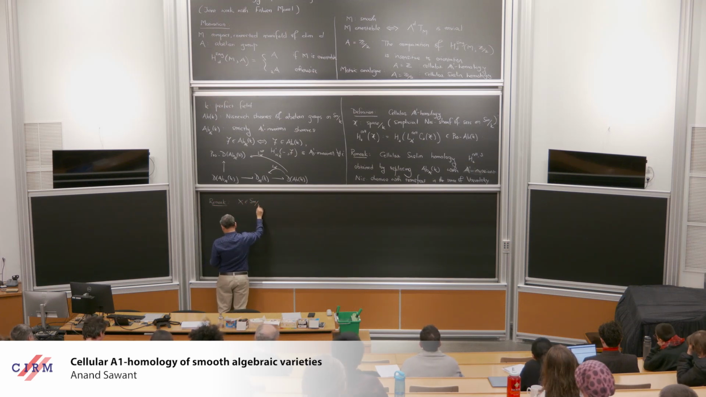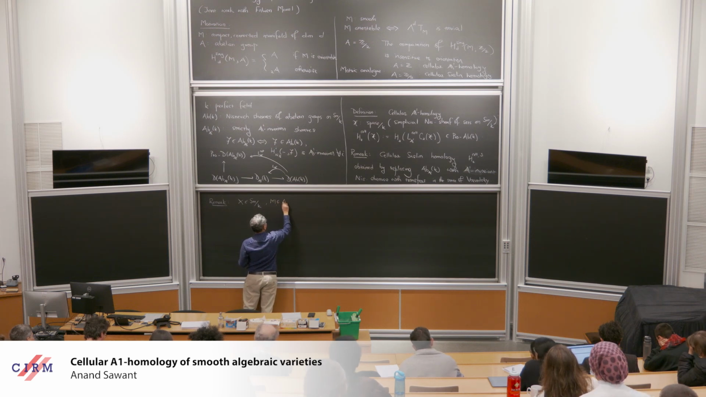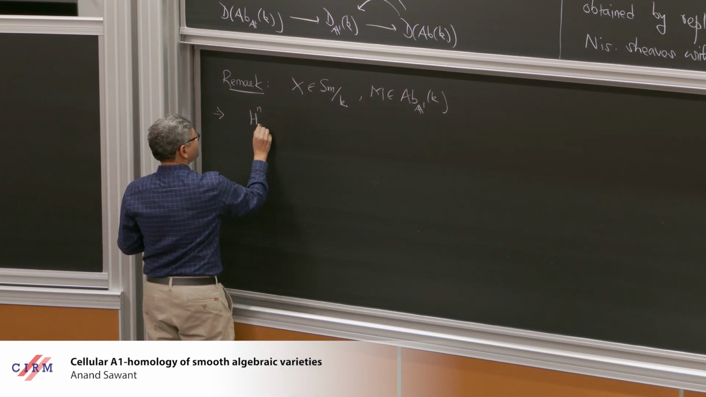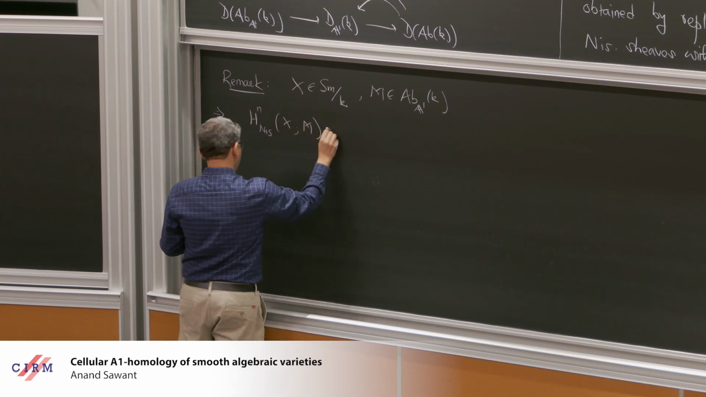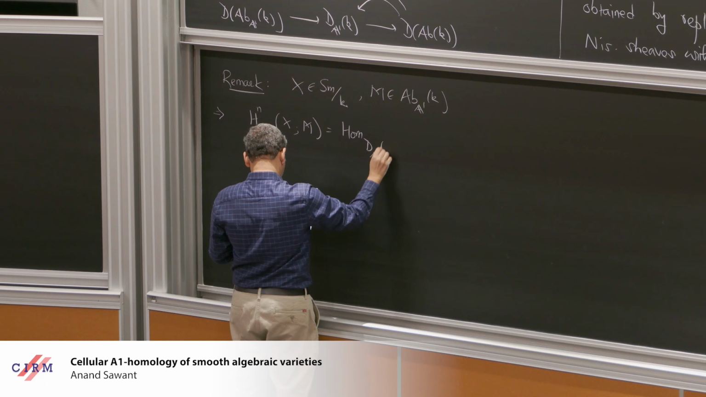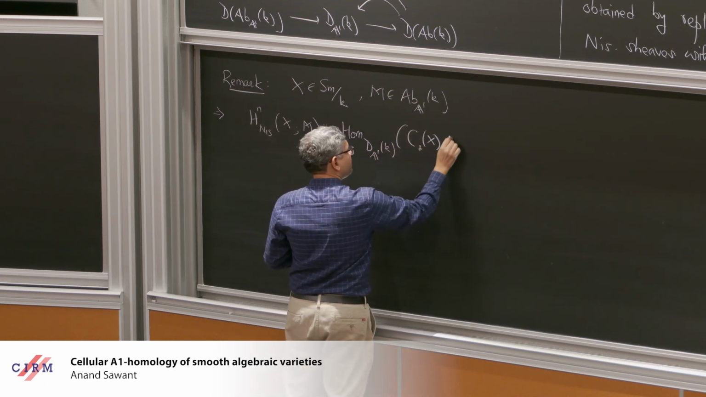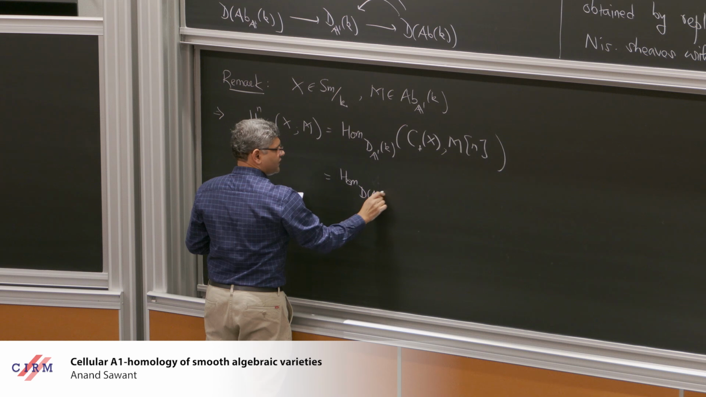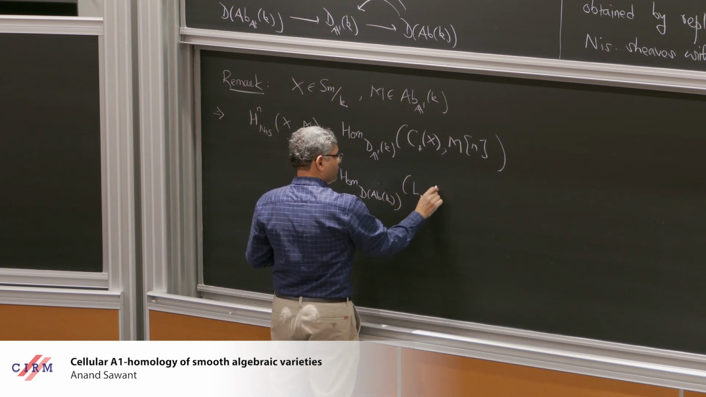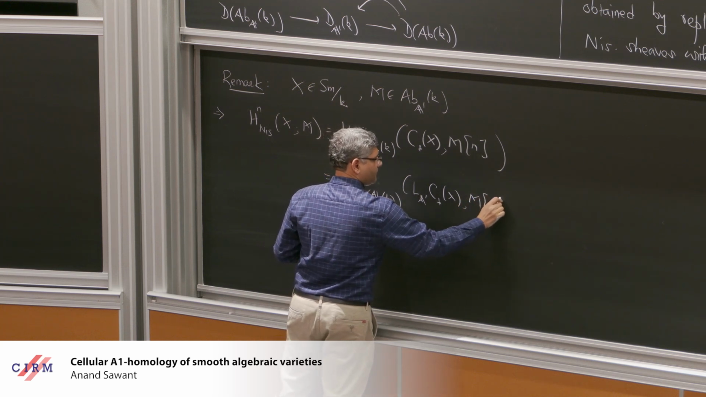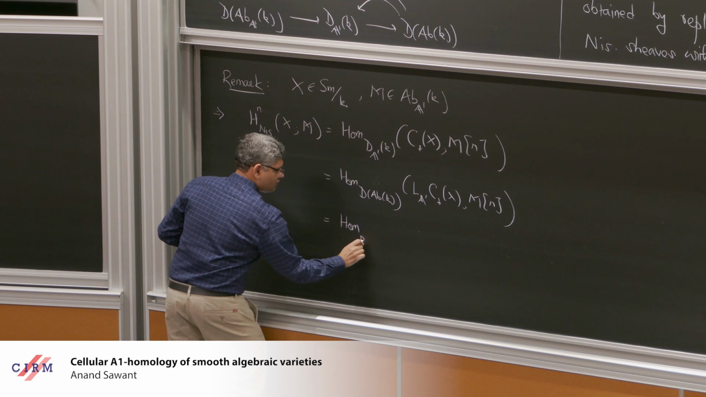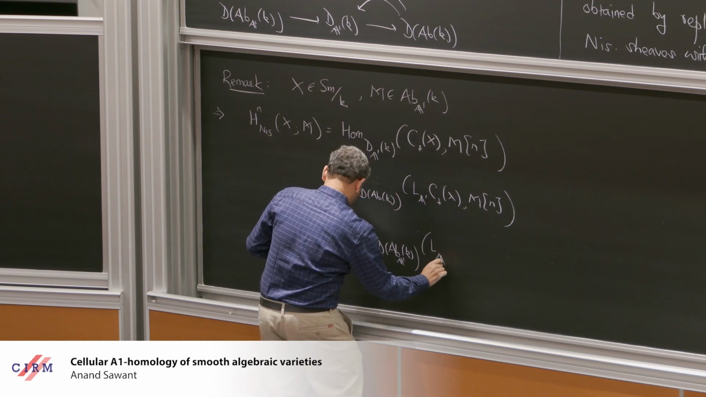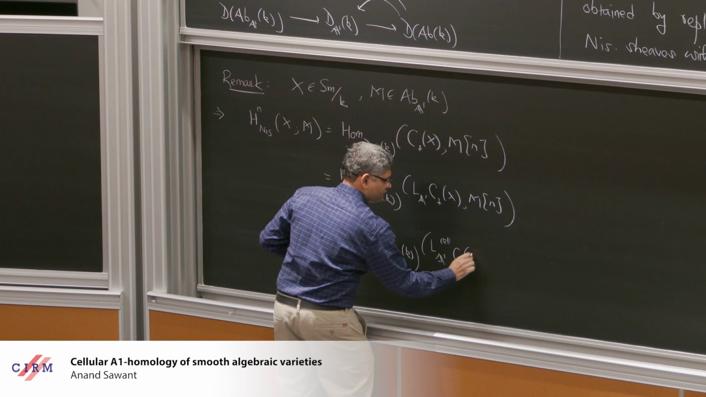So if you have a smooth scheme, and if you have a strictly A1 invariant sheaf, then if you look at the nth Nisnevich cohomology of X with coefficients in M, by definition this is Hom in dA1 from the normalized chain complex of X to M shifted by n, which by the adjunctions is Hom in D of ab K from LA1 C star X to M[n], and this is Hom in the pro category of D of strictly A1 invariant sheaves from LA1 cell of C star X to M[n].